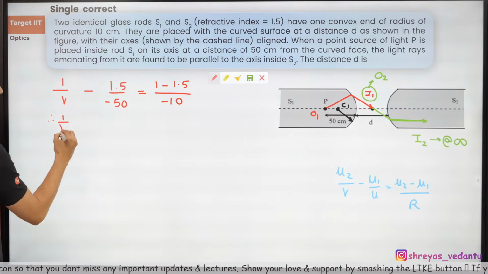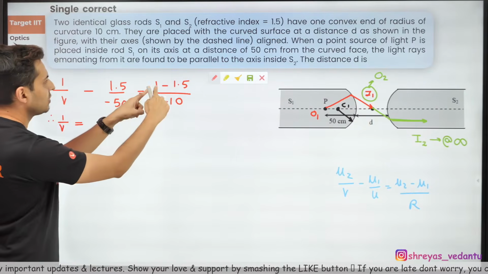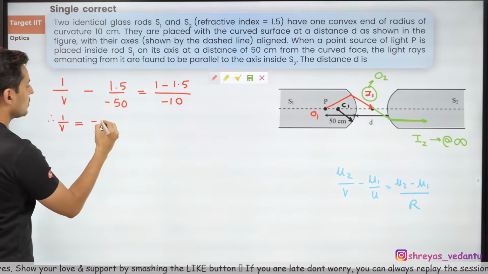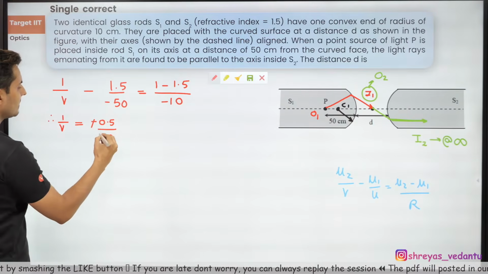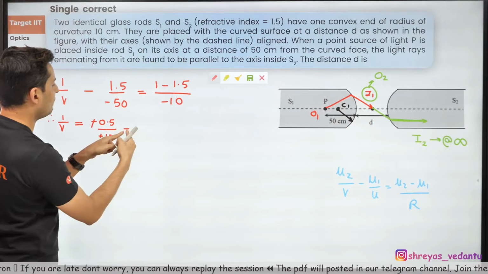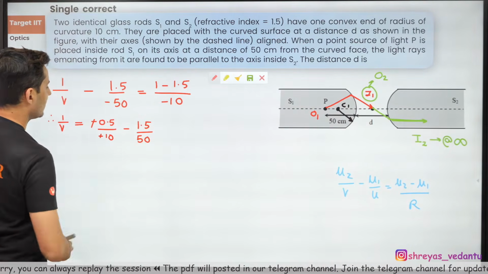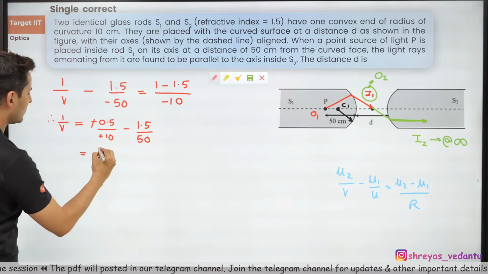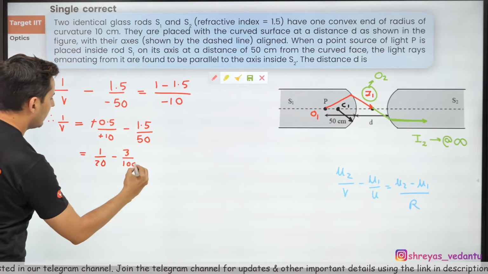It's not that difficult. So 1 by V will be equal to, I'm going to shift this over there. 1 minus 1.5 is 0.5, but with a negative sign. Minus minus cancels, so minus 0.5 divided by minus 10. The minus minus will anyway cancel, and when it goes to the other side it becomes minus. So 1.5 divided by 50. 0.5 is 1 by 2, so this is 1 by 20, minus this, which is 3 by 2, so 3 by 100.